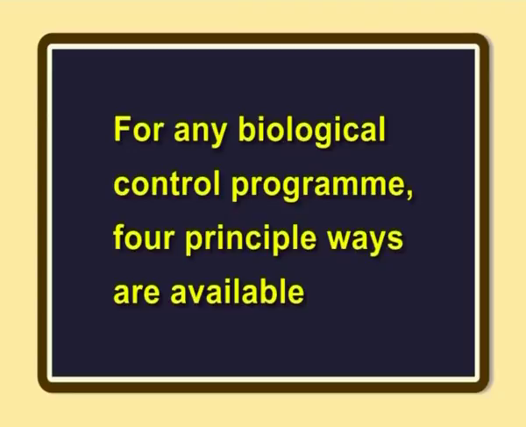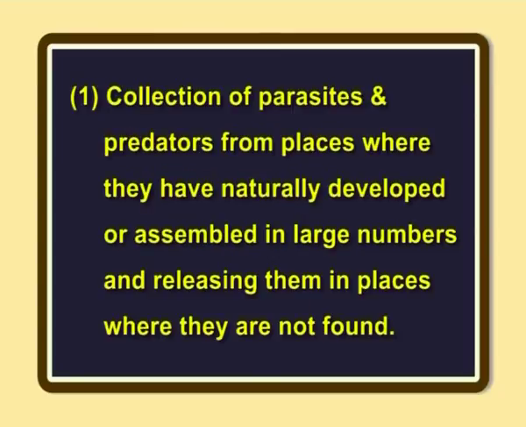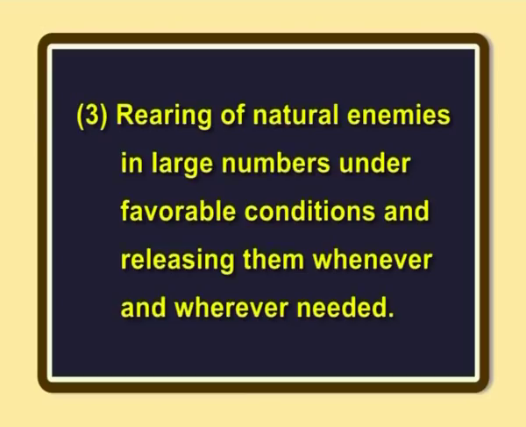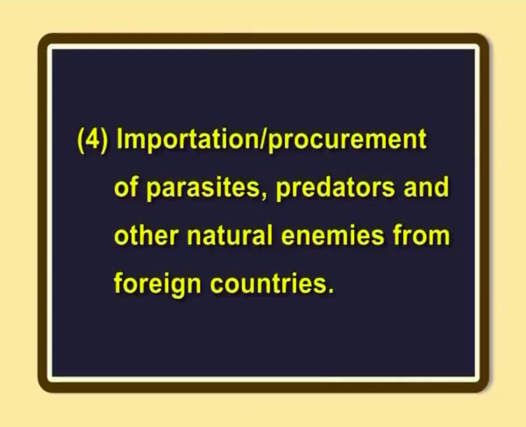For any biological control program, 4 principal ways are available. Number 1: collection of parasites and predators from places where they have naturally developed or assembled in large numbers and releasing them in places where they are not found. Number 2: collection of parasites from the host insects. Number 3: rearing of natural enemies in large numbers under favorable conditions and releasing them whenever and wherever needed. Number 4: importation or procurement of parasites, predators and other natural enemies from foreign countries.